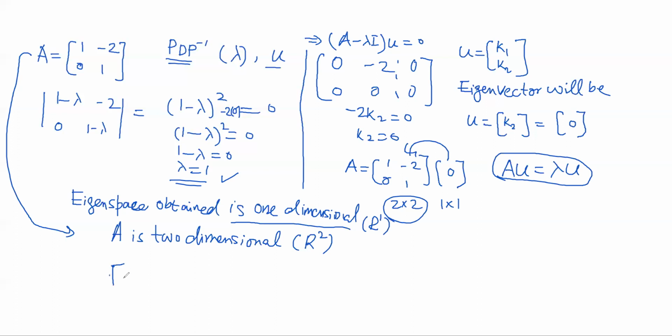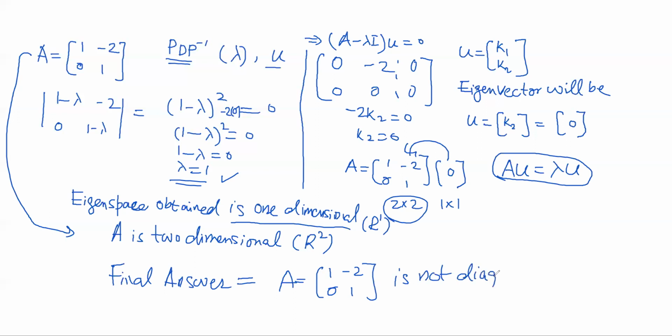So our final answer is: A equal to 1, minus 2, 0, 1 is not diagonalizable. So this is the answer. Okay, this is not diagonalizable. Is it clear? Yes. All right.